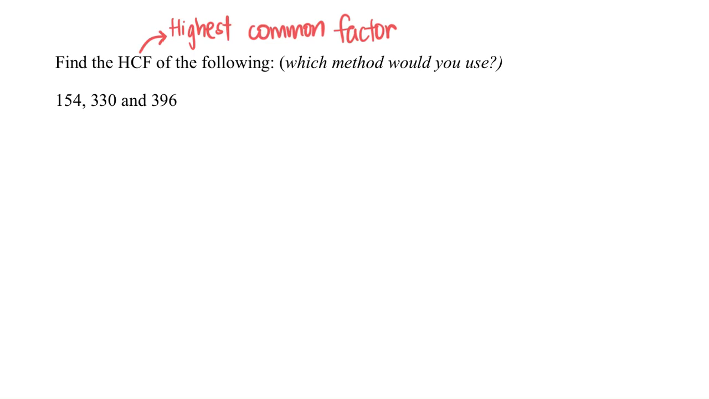Hello everyone, welcome to this video where we are given 3 numbers and we will have to find the highest common factor. So in this method, I would actually choose the successive division method because that is the most efficient in this case.